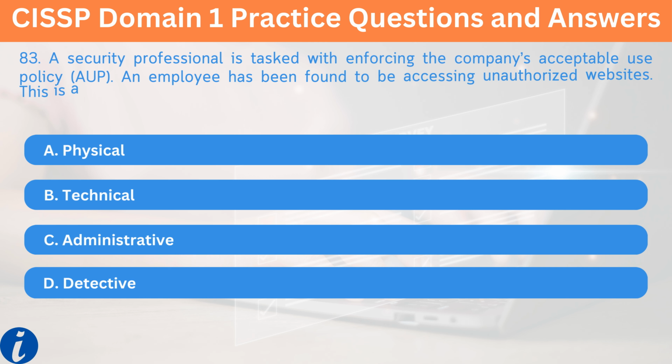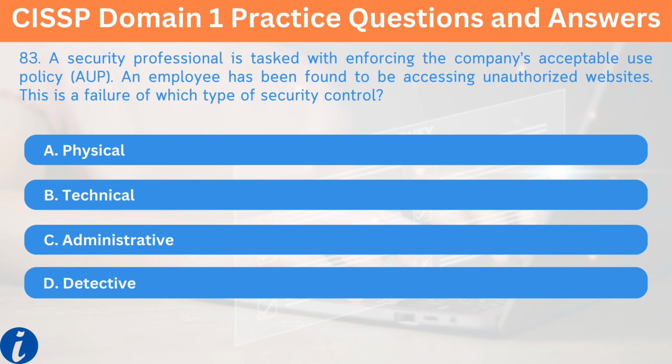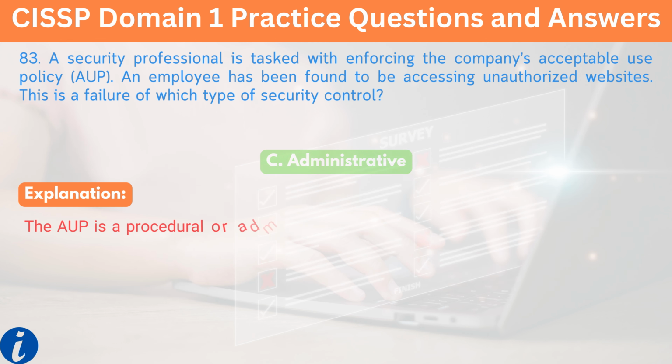83. A security professional is tasked with enforcing the company's acceptable use policy, AUP. An employee has been found to be accessing unauthorized websites. This is a failure of which type of security control? A. Physical. B. Technical. C. Administrative. D. Detective. The correct answer is C.